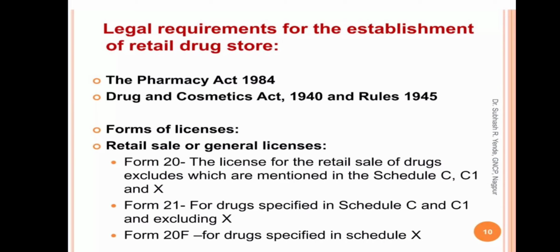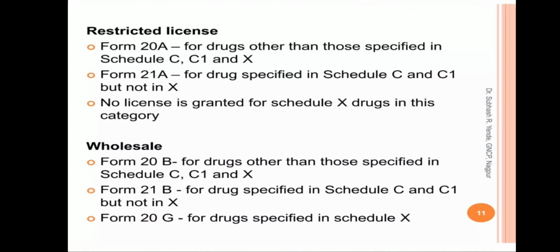Form 21, for the drugs specified in Schedule C and C1 and excluding X. Form 20F, for drugs specified in Schedule S. Restricted license: Form 20A, for drugs other than those specified in Schedule C and C1 and X. Form 21A, for drugs specified in Schedule C and C1 but not in X. No license is granted for Schedule X drugs in this category.